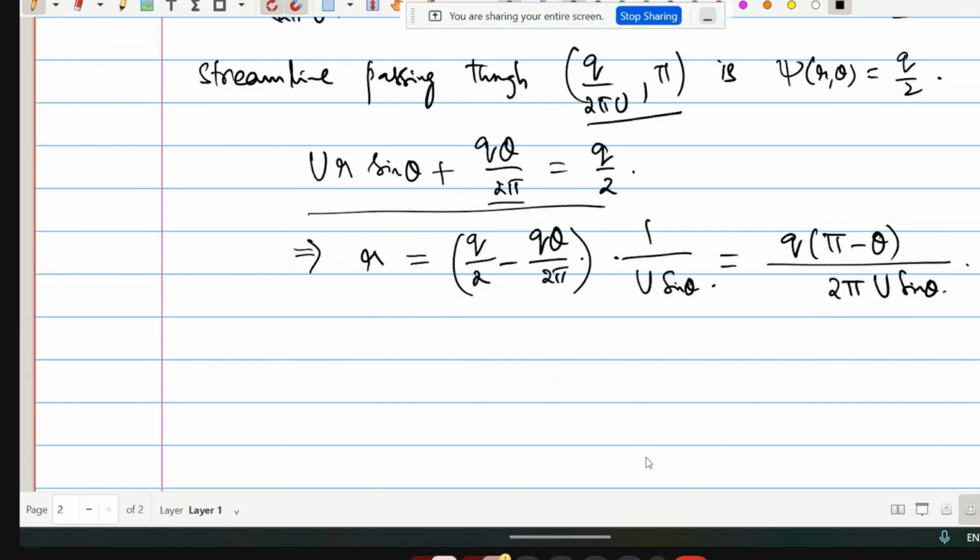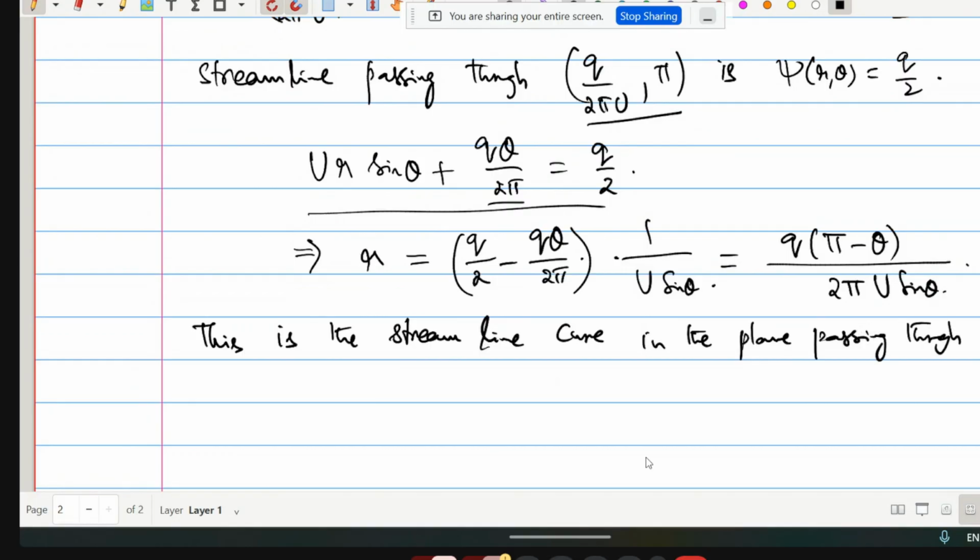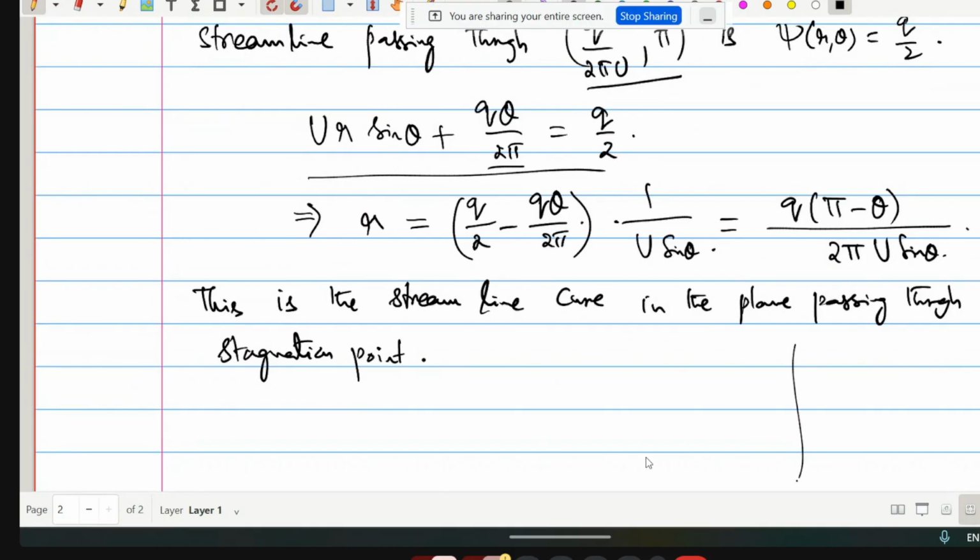So how do you see this curve? This is the streamline curve. The plane passing through the stagnation point. So if I draw this, this is your stagnation point. This will go like this.